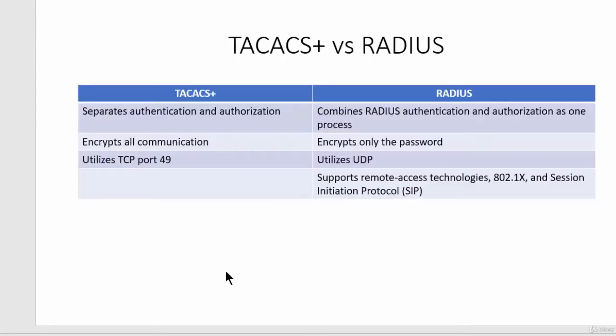There are two types of AAA server, TACACS and RADIUS. TACACS separates authentication and authorization. TACACS encrypts all communication and utilizes TCP port 49. A RADIUS server combines authentication and authorization as one process. It encrypts only the password and utilizes UDP. It supports remote access technology and Session Initiation Protocol.